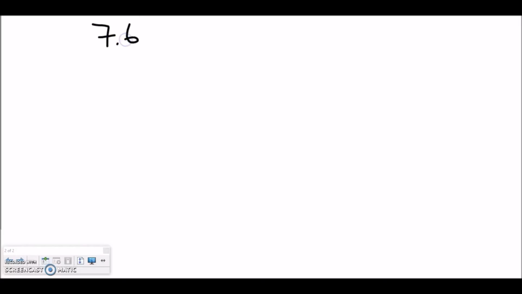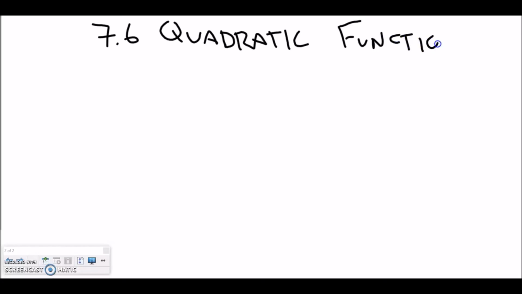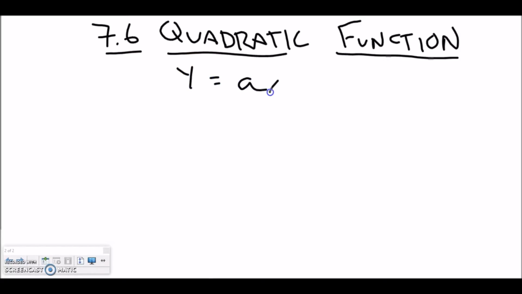In 7.5, we saw that in the vertex form, we can graph the parabola that a quadratic equation has. In 7.6, we're going to ask, but what if our quadratic is in this form, which is how we normally see it, ax squared plus bx plus c. And the question is, can we use this form to graph our parabola?